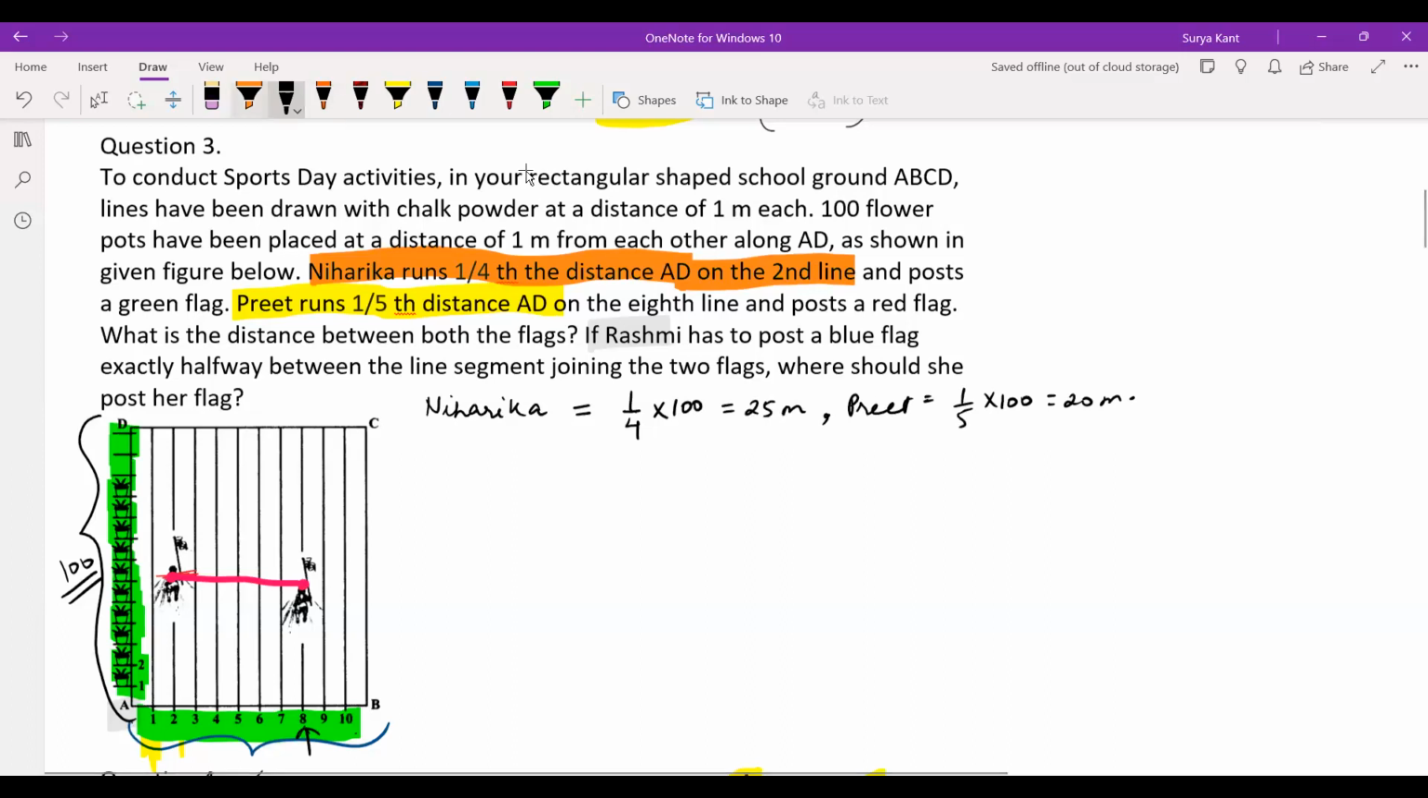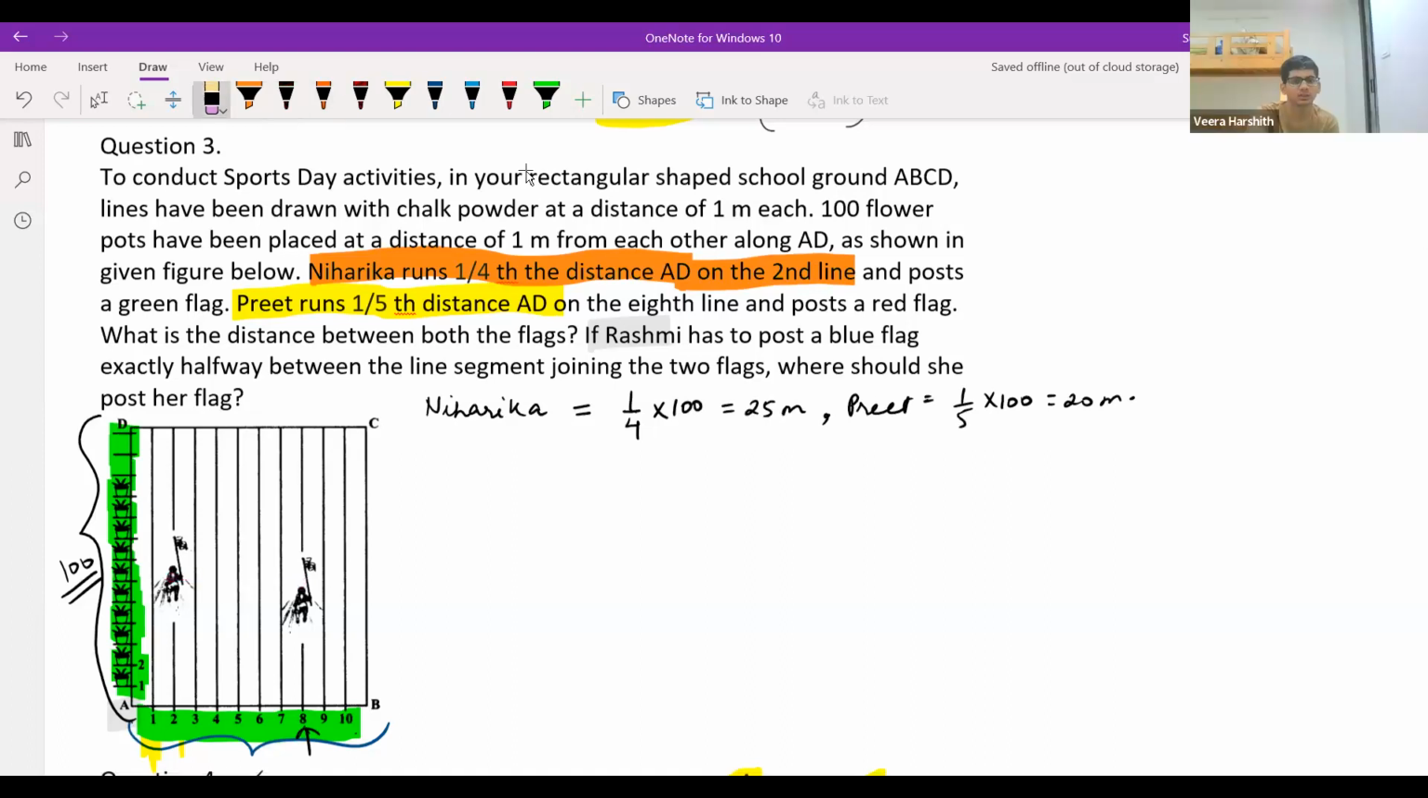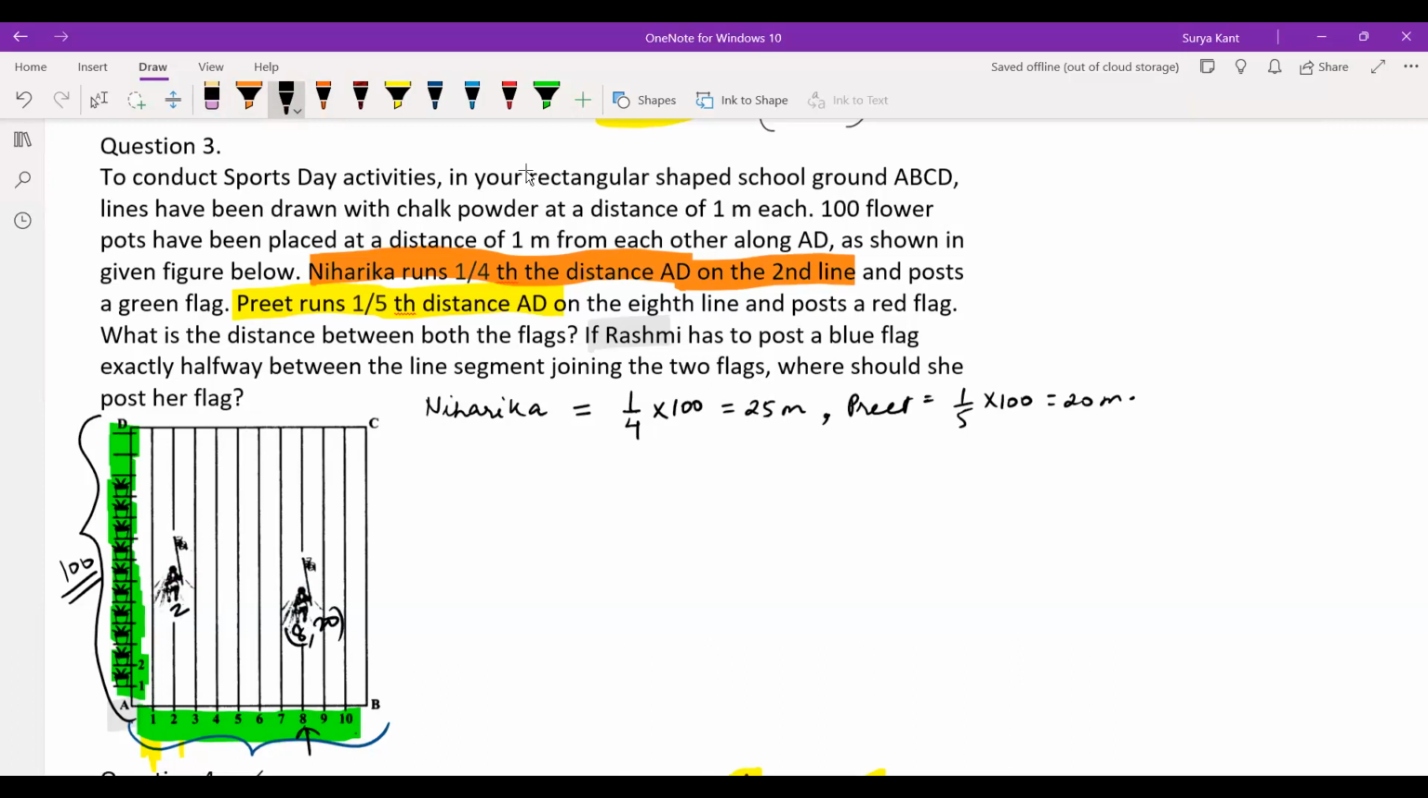Now Harshit, you understood how the coordinates are coming over here? Yes, sir. So here we know this is the second line and this is the eighth line, right? So X is for sure 2 and this one is 8. So 8, 20 and here is 2, 25. It's clear now?